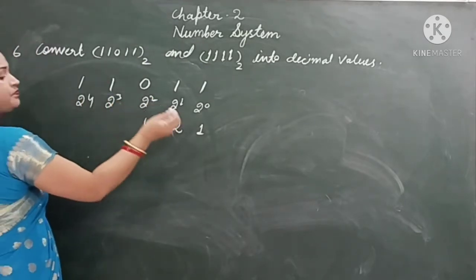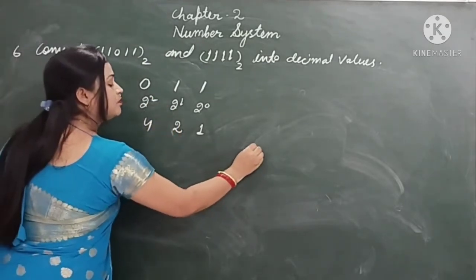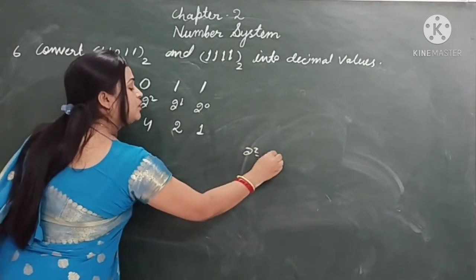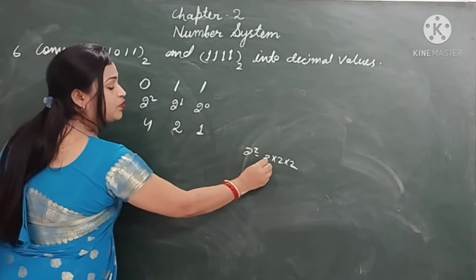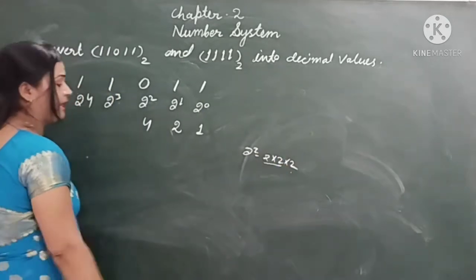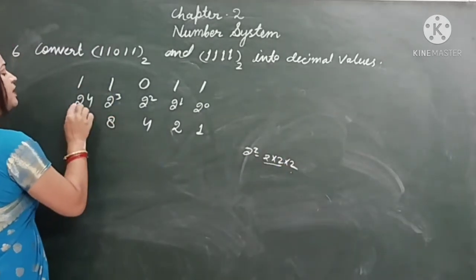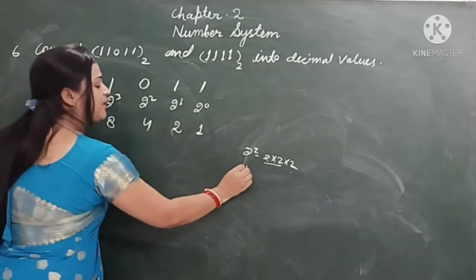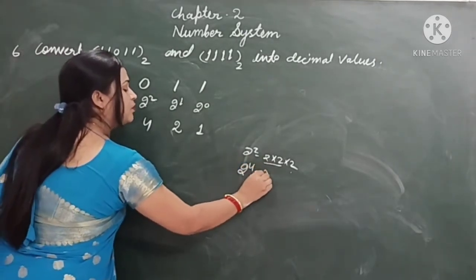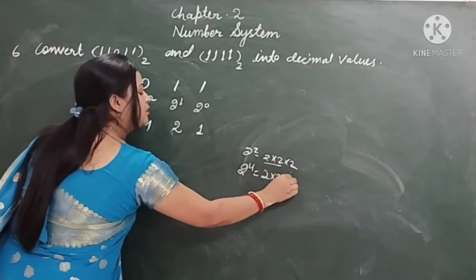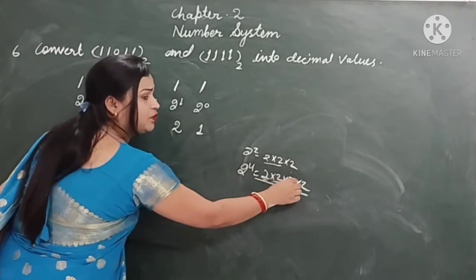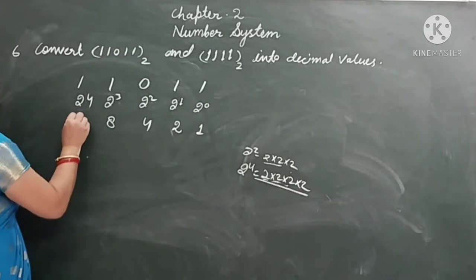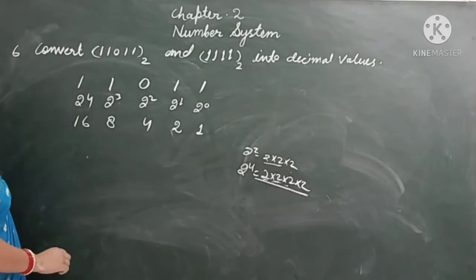2 cube. 2 cube means what? 2 into 2 into 2, that is equal to 2 into 2, 4 into 2, 8. It is 8. And this is again 2 raised to the power 4, means 2 into 2 into 2 into 2, means 2 into 2, 4 into 2, 8 into 2, 16. It is 16. Then what we do?